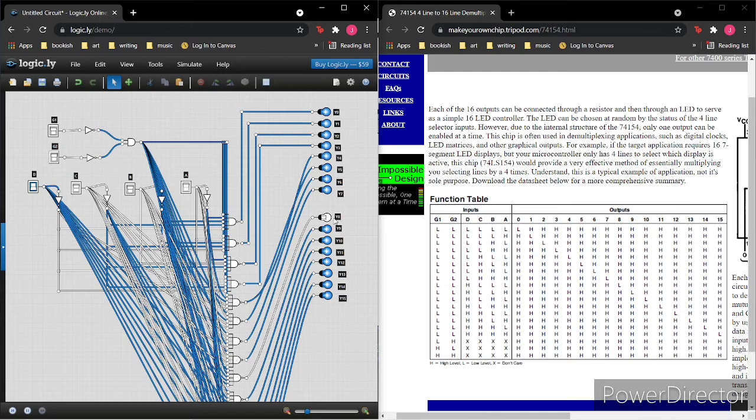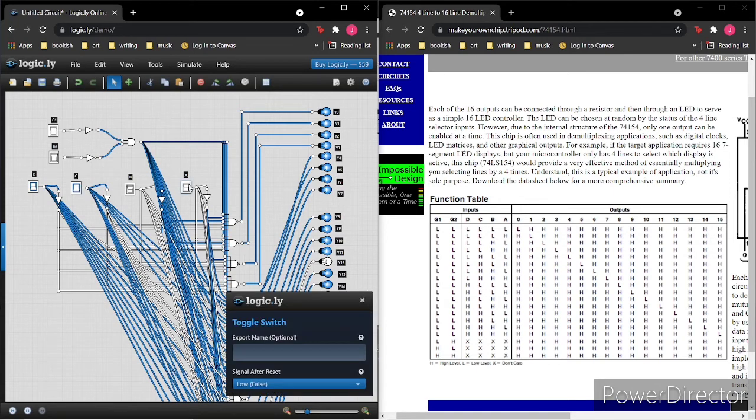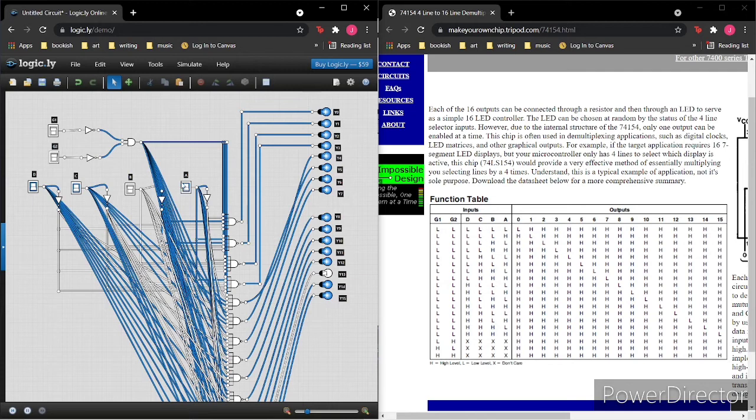D is high, Y8 is low, D and A high, Y9 is low, D and B high, Y10 is low, D, B, and A high, Y11 is low, D, C high, Y12 is low, C, B, A high, Y13 is low, D, C, B high, Y14 is low, and all inputs high, Y15 is low.